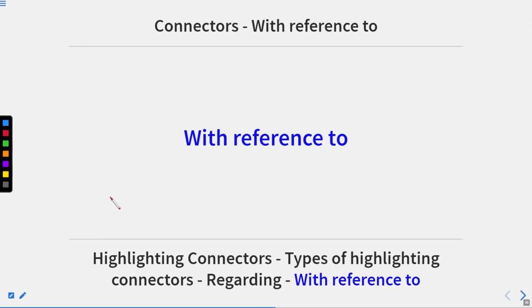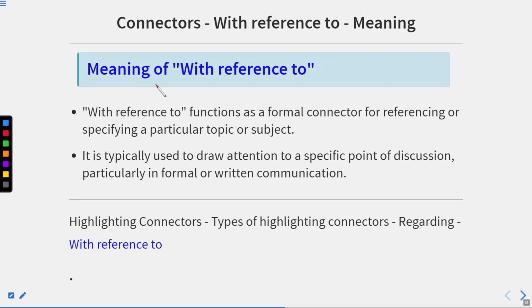Now we are going to discuss one more highlighting connector, that is with reference to. Now again, with reference to is like the word regarding. When we are going to refer to something else, or when we are giving the reference of something else, we use the phrase with reference to. Now, meaning of with reference to.